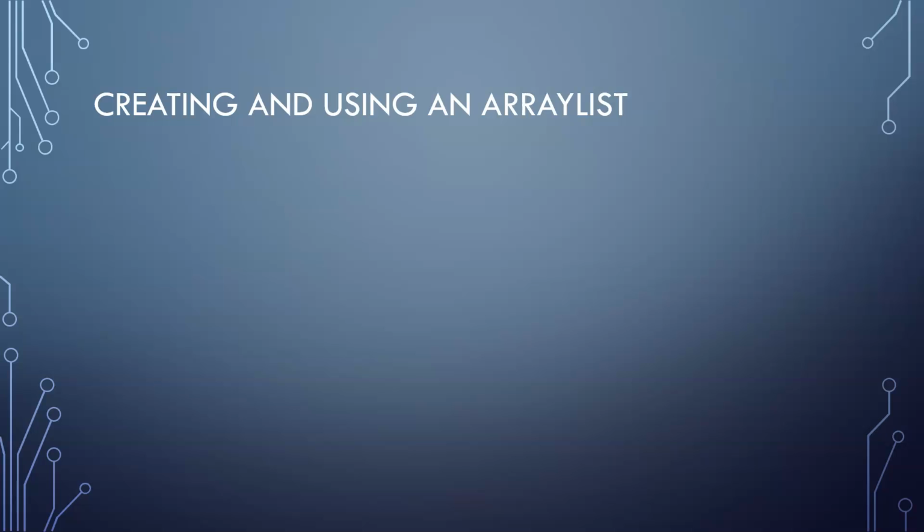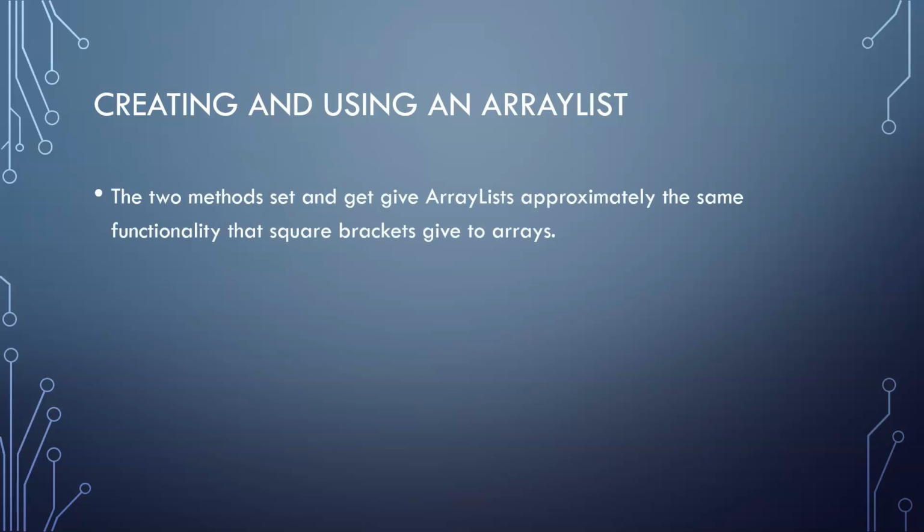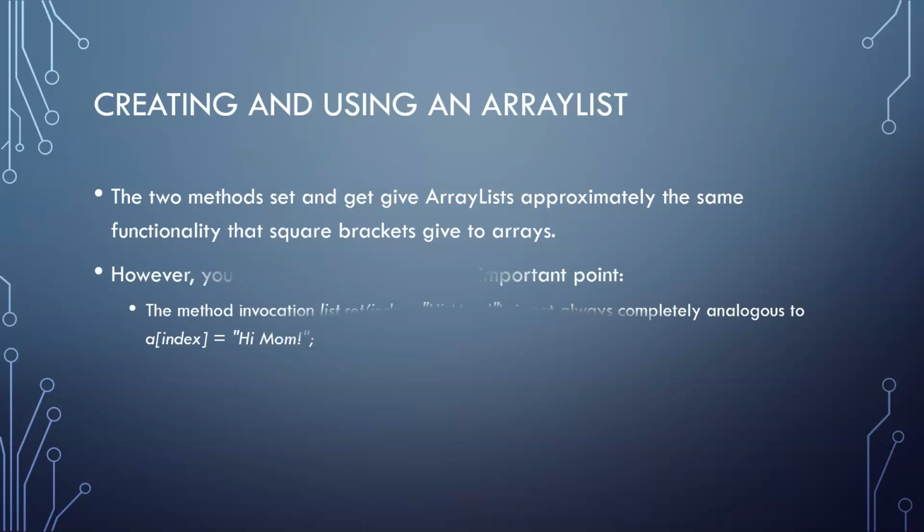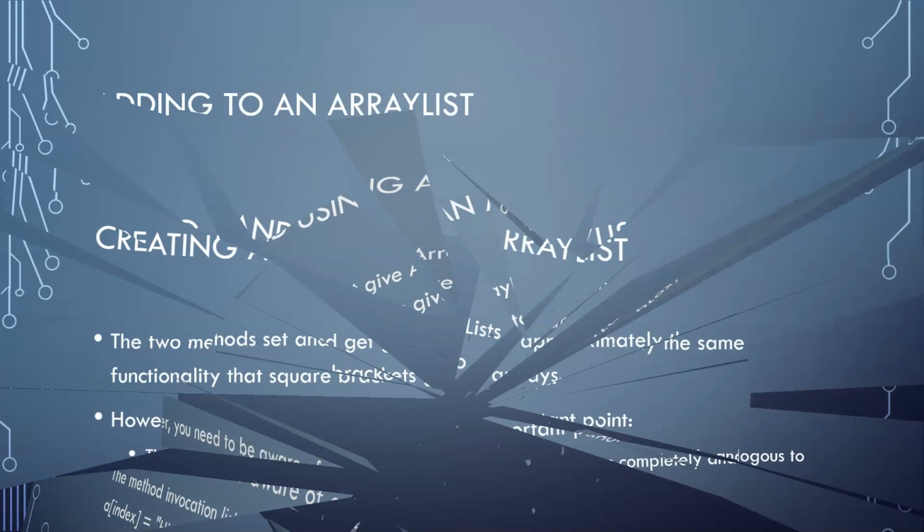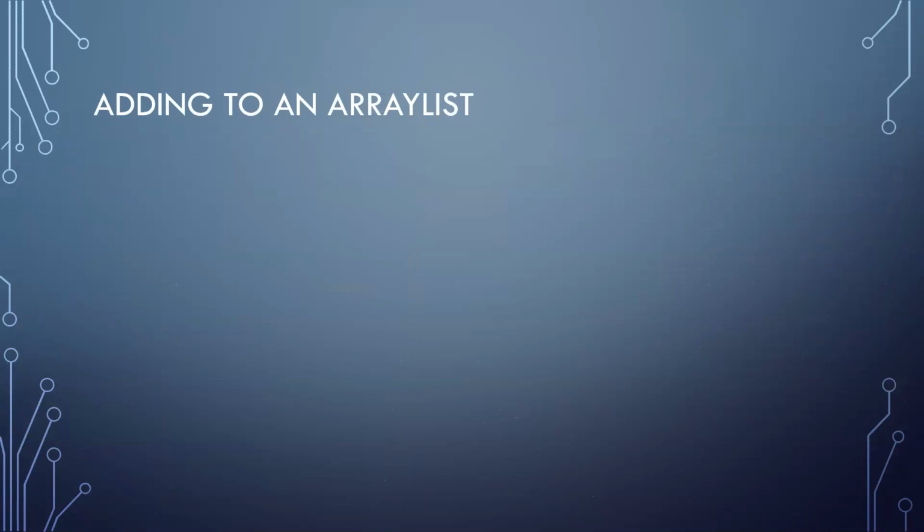Now, let's actually talk about creating and using that ArrayList. So we've seen how to pretty much implement it, but let's get into the finer details. The two methods set and get give ArrayList approximately the same functionality that square brackets give to arrays. And as I've already mentioned, those are like your accessor and mutator methods here. However, you need to be aware of one important point. The method invocation list.set(index, "hi mom") is not always equivalent to a[index] = "hi mom". So just be careful with that.